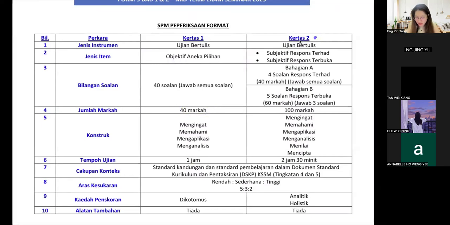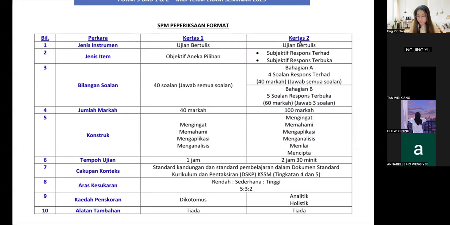Then paper 2 is your structure and essay. We have Bahagian A, 4 structure questions, and all of them are compulsory. Jawab semua soalan. Bahagian B has 5 essay questions, or what we call respons terbuka. You just need to answer 3. So 3 times 20 for each question adds up to 60. So 40 plus 60 makes 100 marks for paper 2.